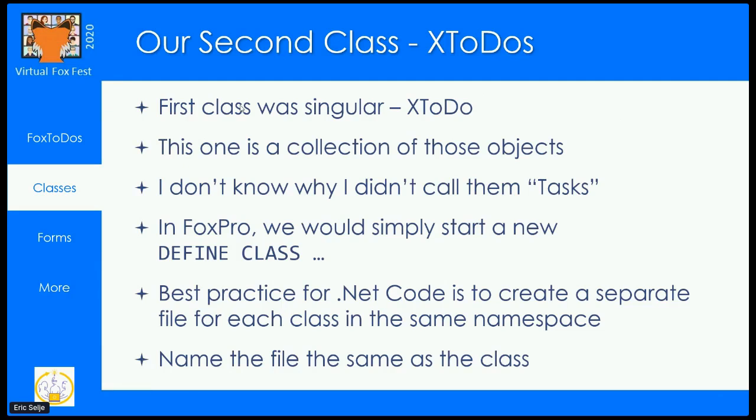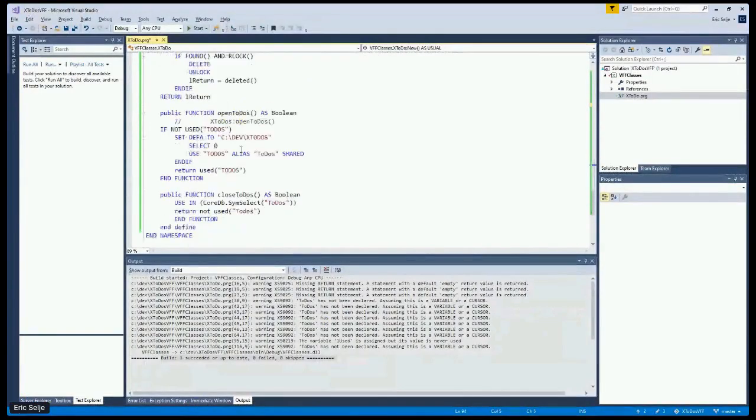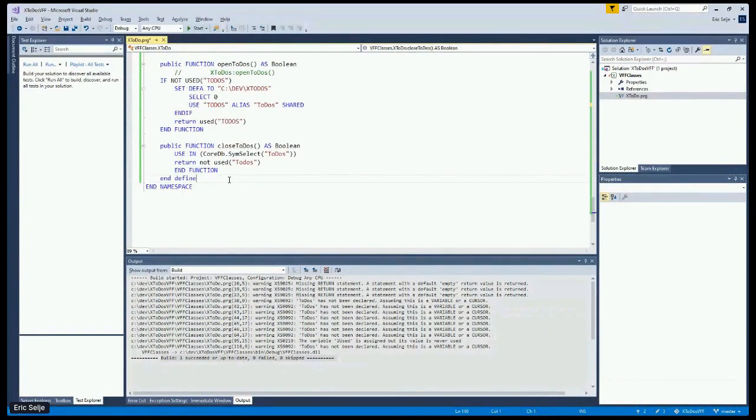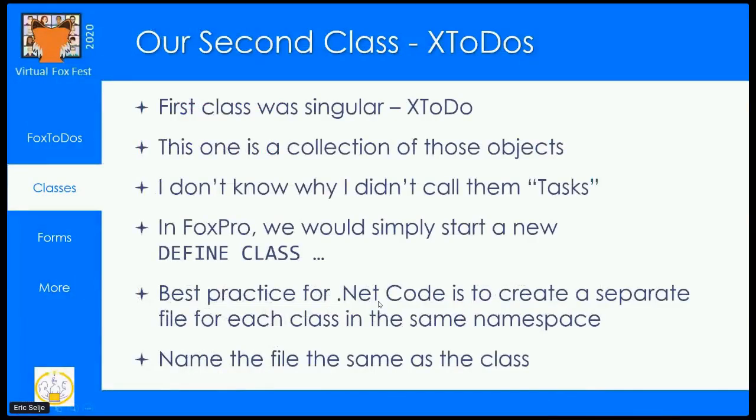In FoxPro, what we would do if we wanted to start a new class, right? We'd come down here. Here's the last end defined for that class. So normally we'd come down here and we'd say define class, and then do like that. This is not the convention in .NET. It's not that it can't be done, it's just that it shouldn't be done. Convention in .NET is every class goes in its own code file. So rather than start it right there, we create a new class in a new code file.